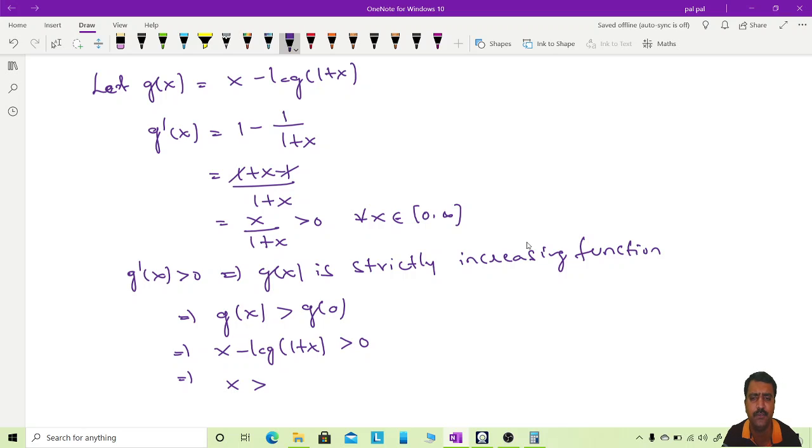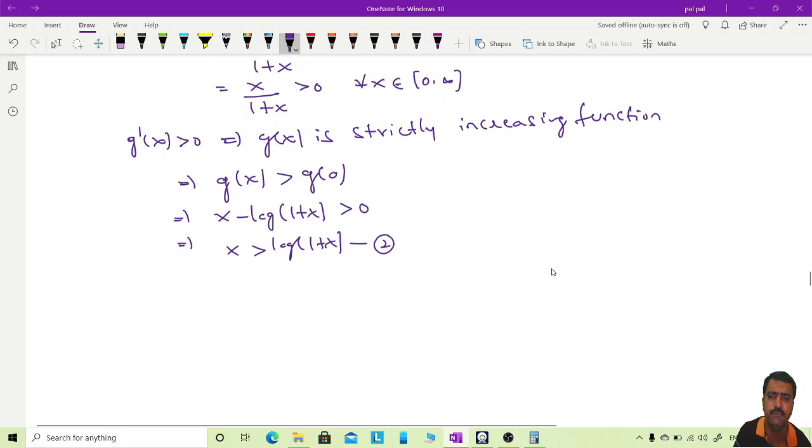Add log of 1 plus x on both sides. Then minus log of 1 plus x cancels with plus log of 1 plus x. In the right hand side, what remains is log of 1 plus x. So take this inequality as 2. Let us keep this as 2.